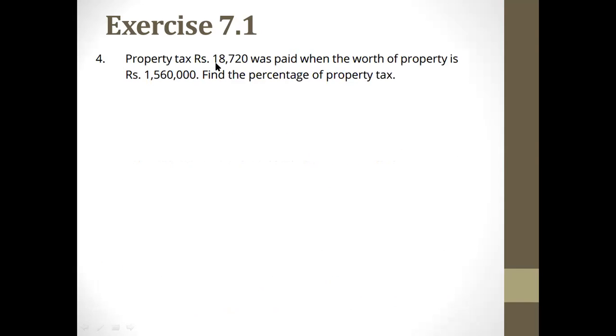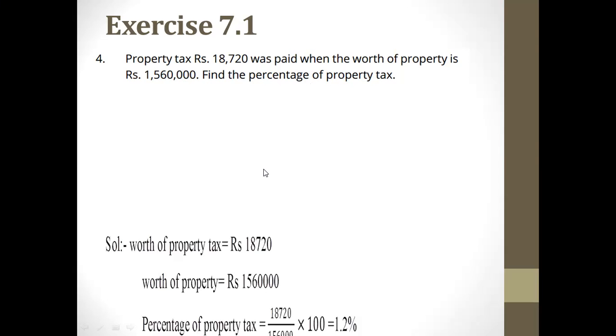Number 4, the property tax is rupees this. Again, the property tax paid and the worth of property are already given. Find the percentage of property tax. That means in the first question the worth of property and rate of tax were given, and you had to find the amount of tax. In the third question, the amount of tax and the percentage were given, and you had to find the worth of property. And now in the fourth question, the property tax, that much tax they will pay, and the worth of the property are given. You have to find the percentage of property tax.